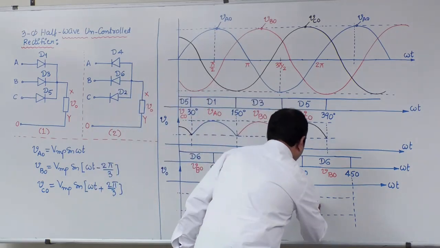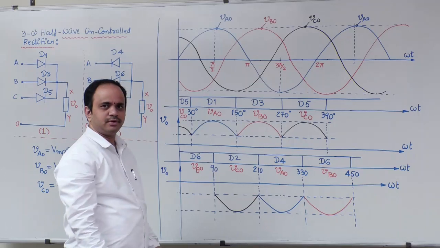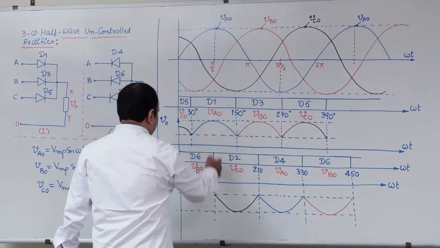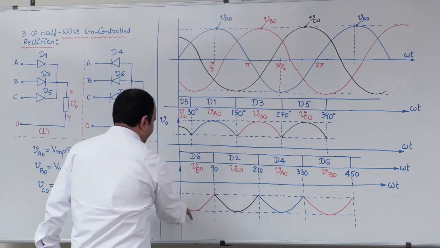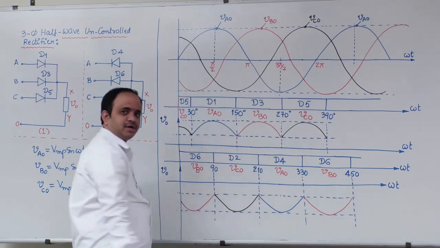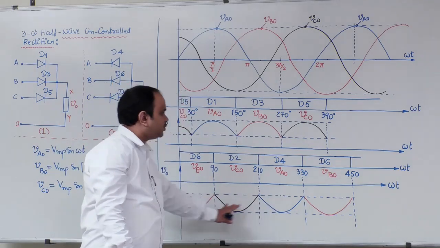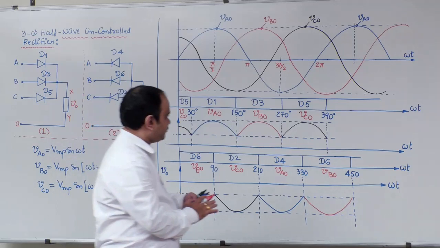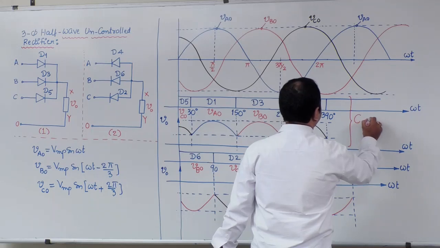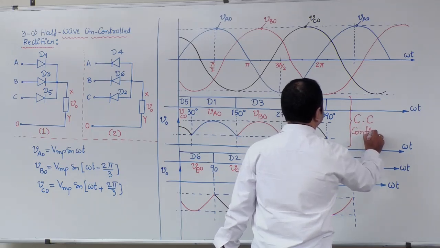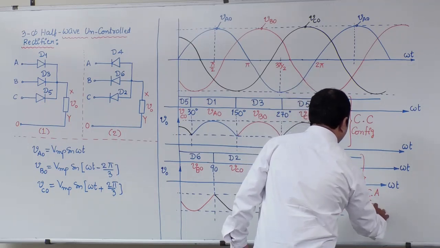From 330 to 450, VBO, that is the red sinusoidal, is like that. From 0 to 90, VBO is not a full pulse, it is just a 90-degree pulse. The remaining three pulses are of 120-degree duration. Follow carefully. Just for reference, let me write down here: this is the output voltage waveform for the CC configuration, and this is the output voltage waveform for the CA configuration.